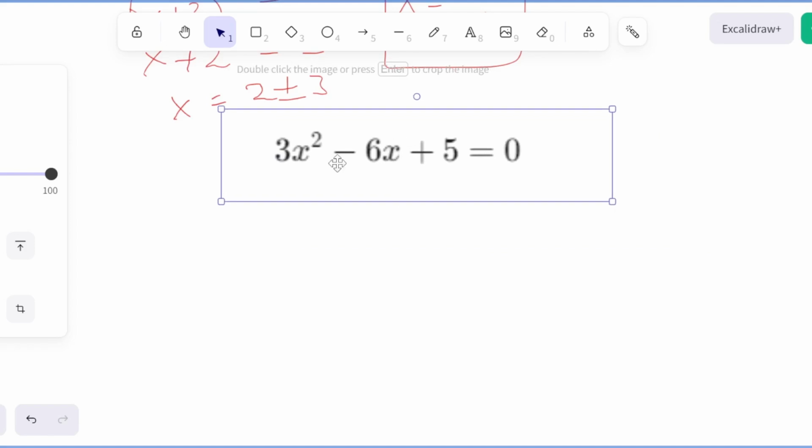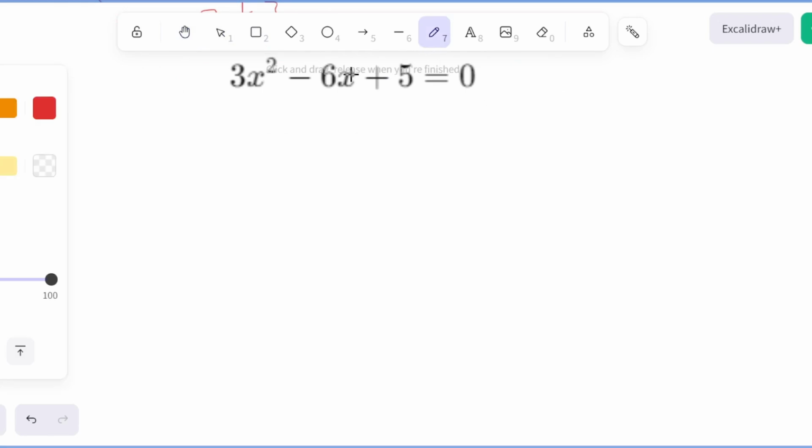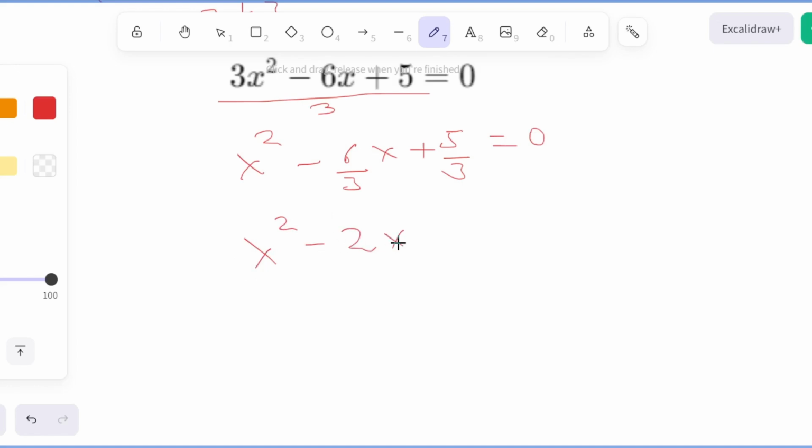Yes, here's a question. So again the same, the coefficient of x square is not 1, so you have to divide the whole equation by 3. Once you divide it, what are we going to get? We get x square minus 6 upon 3 x plus 5 upon 3. So we are getting fractions now. So this is going to become x square minus 2x plus 5 by 3. The same thing, we have to take 5 by 3 to the other side. So you're left with x square minus 2x equal to minus 5 by 3.